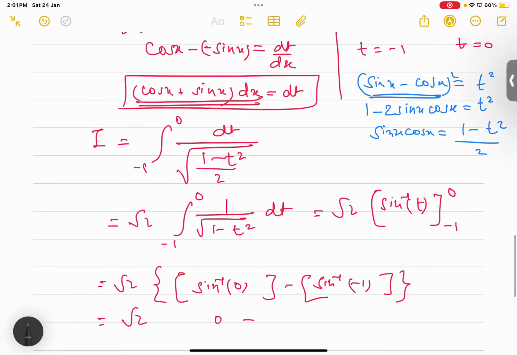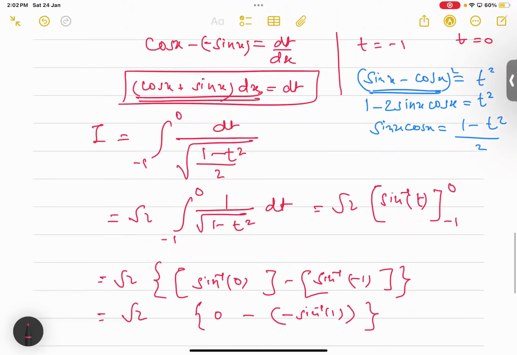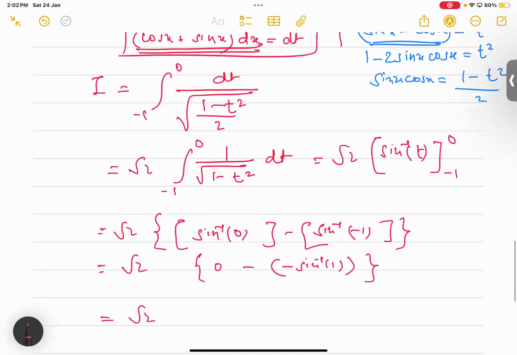Sin inverse 0 is 0. Correct. What is sin inverse of minus 1? Minus sin inverse 1. First I did this. Root 2 sin inverse 1. And what is sin inverse 1? 90, which is pi by 2. So this is pi by root 2. No need to write pi by root 2, you can also keep it as it is: root 2 upon 2 pi.